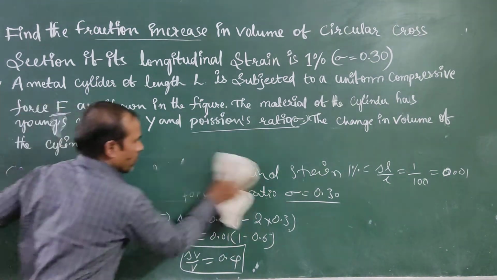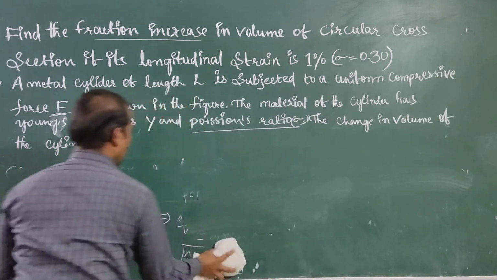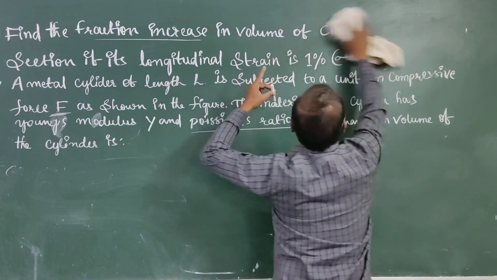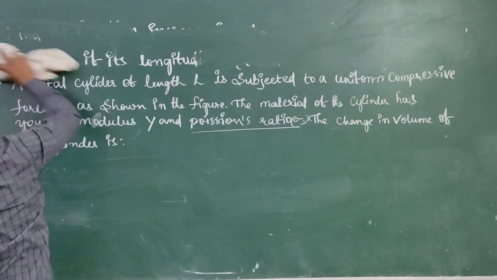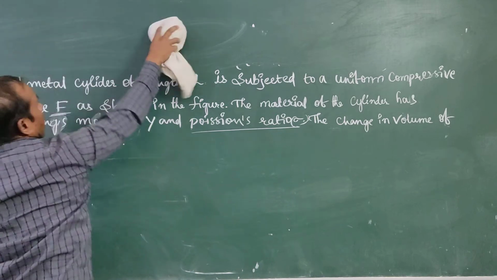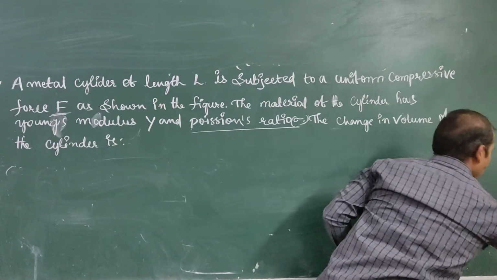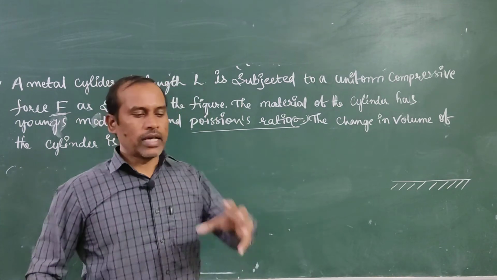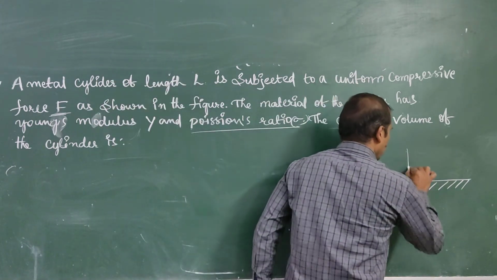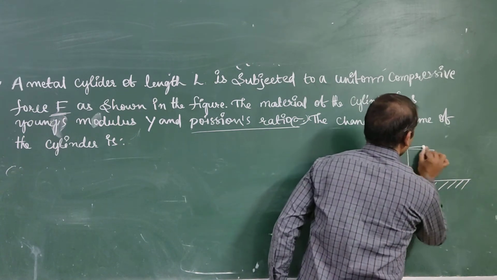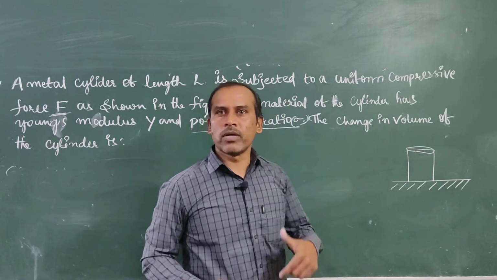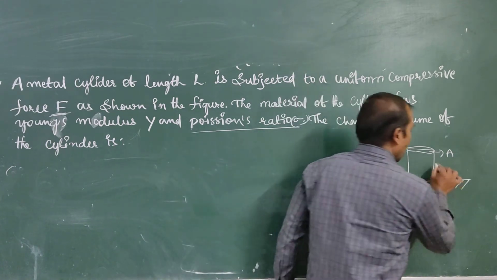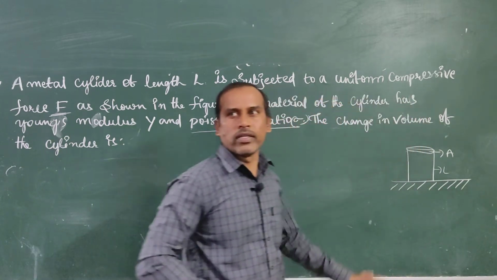First of all, this chalk piece is a cylinder. Yes or no? Yes, sir. Now the diagram. This is, for example, a base surface, and the cylinder is placed on this surface. The area of the cross section of the cylinder is A. The length of the cylinder initially is L.